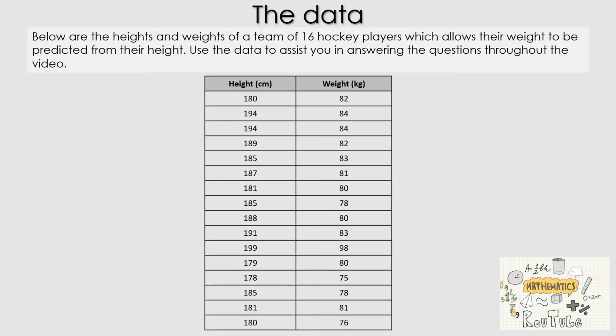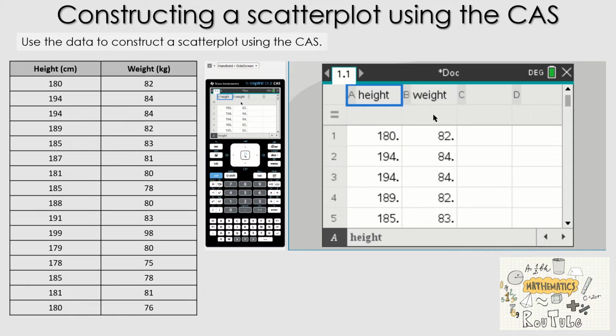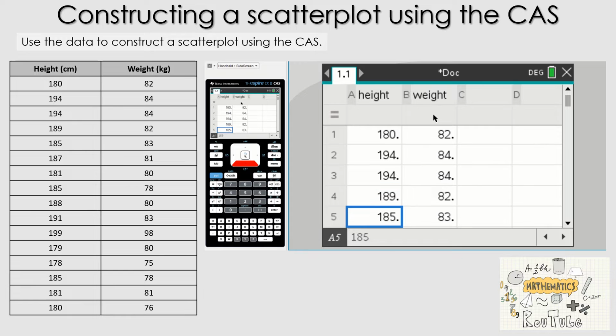So it says here, use the data to assist you in answering the questions throughout the video. So we're going to use this set of data and make our way through our full regression analysis. Okay, so the question wants us to create a scatter plot using the CAS. Now, in the interest of time and not making you sit there and watch me enter the data values, I've already entered the data values in there in terms of the height and the weight of those 16 hockey players. Now, it's really important that you double check that your data entries are correct, scanning through and making sure that all the values match up to the ones that you're provided with in the question.